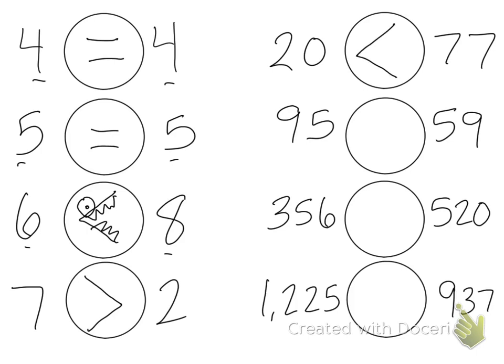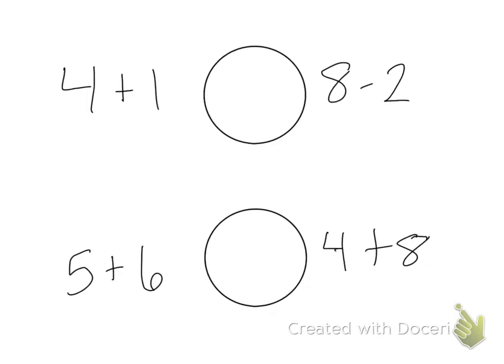95 and 59, 95 is greater than 59. 356 and 520, well, 356 is less than 520. 1,225 and 937, well, 1,225 is greater than 937.